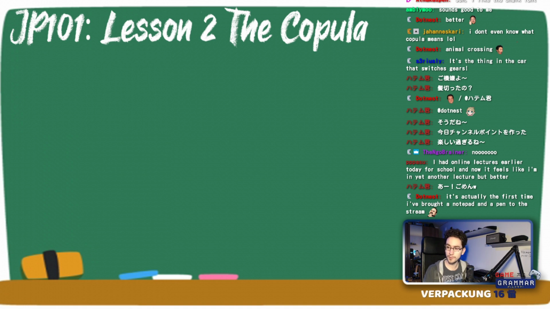Real quick review of last week. We talked about basic sentence structure. We introduced some terminology such as object, subject, verb. We talked about particles, how they work, as an overview. Obviously, we didn't go that deep. And we introduced two particles, namely wa and o.